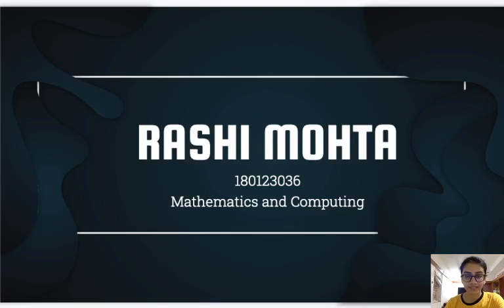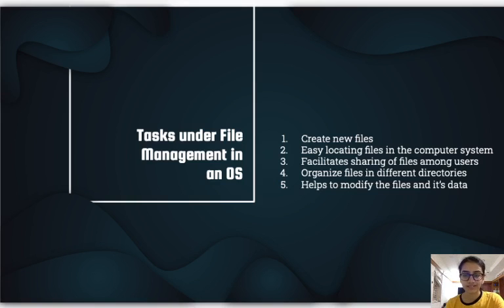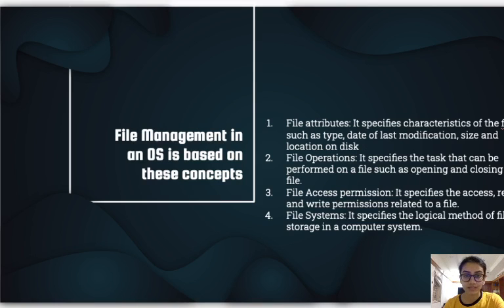The topic of my presentation is file management in Android. Let us quickly brush through the basics of file management. A file is a collection of specific information stored in the memory of the computer system. File management is defined as the process of creating, organizing, modifying and deleting files in the computer system. File management in OS is based on the following concepts: file attributes, file access permissions, file operations, and file systems.